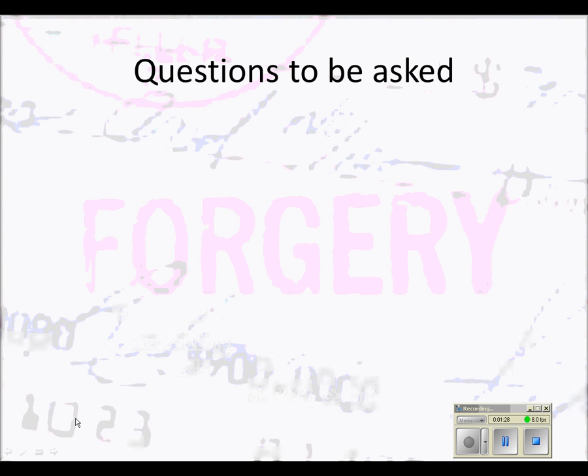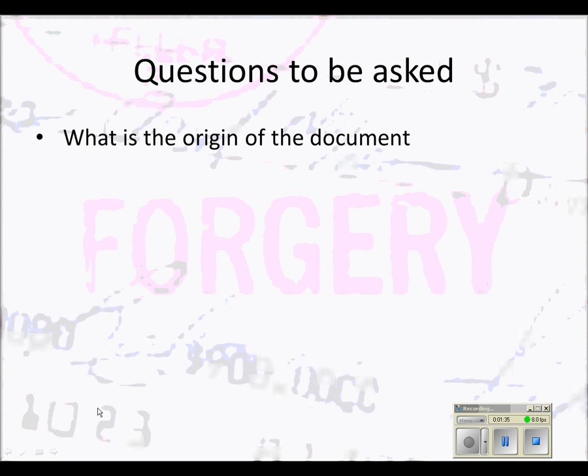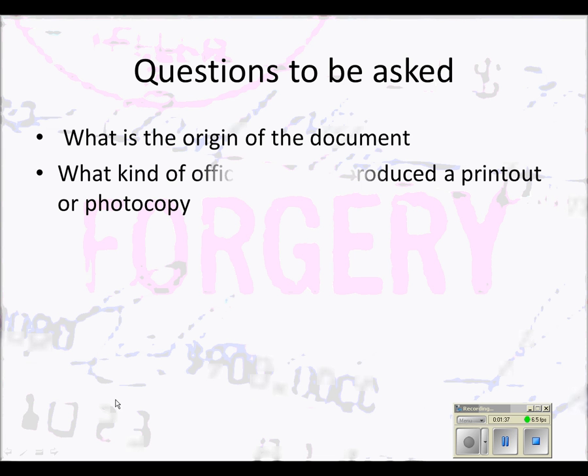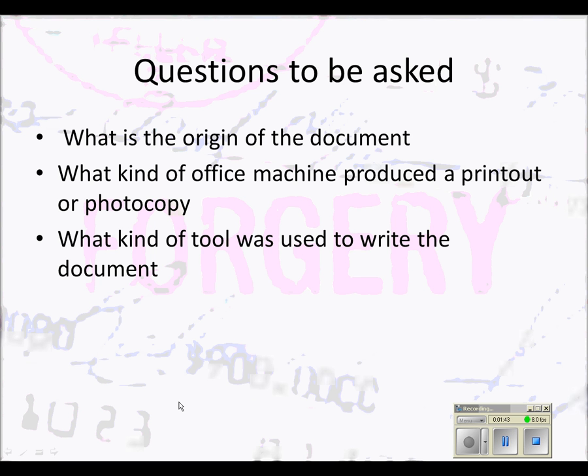When trying to figure out if the document is in question, there's a few things we need to think about. We have to figure out what the origin of the document is, and then what kind of office machine produced a printout or photocopy of the document. What kind of tool was used to write the document? Are we looking at an old style pen? Are we looking at a ballpoint pen versus one of the gel pens, or a fountain pen, a pencil, or any other writing medium?